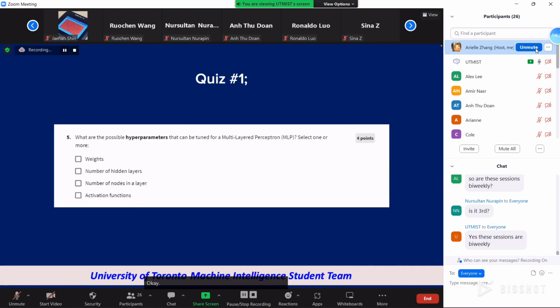Okay. What are the possible hyperparameters that can be tuned for a multi-layered perceptron? Select one or more. I have briefly mentioned what hidden layers and number of nodes in a layer are, but I guess it's pretty self-explanatory. The number of nodes is how many nodes are in one layer, and the number of hidden layers is just how many layers there are in the neural network. Does anyone want to take a guess?